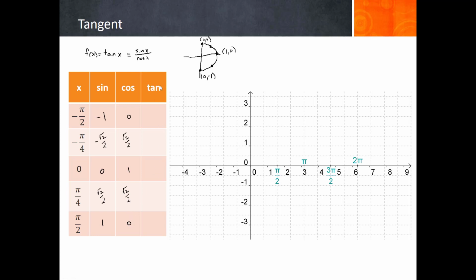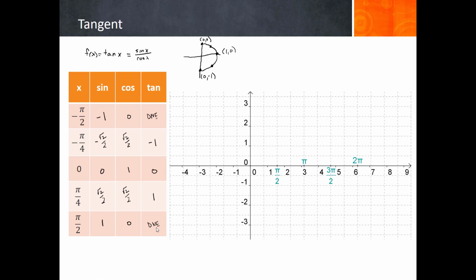So to compute our tangent, remember we're doing sine over cosine. So we're going to take negative 1 divided by 0, and unfortunately that doesn't exist. If we take negative root 2 over 2 divided by positive root 2 over 2, we get a negative 1. If we take 0 divided by 1, we get 0. If we take positive root 2 over 2 divided by another positive root 2 over 2, we get a positive 1. And then 1 divided by 0, again, is undefined. It doesn't exist.